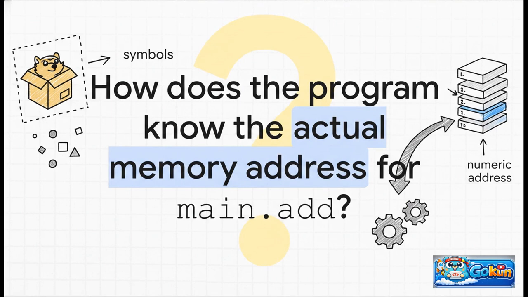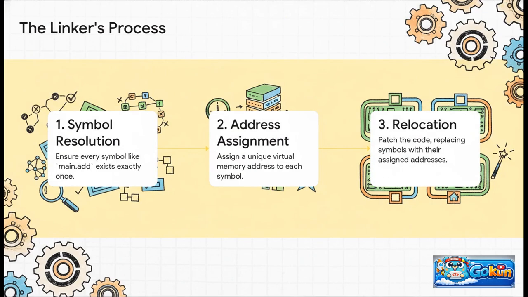And that brings us to the central question, right? The compiler is the one that creates these symbols, but it works on one package at a time. It has no clue where main.add is actually going to end up in the final program, which includes the runtime and all the other libraries. So how does the program bridge that gap from a simple name to a real numerical address that the CPU can actually use? The answer is the linker's methodical three-step process.